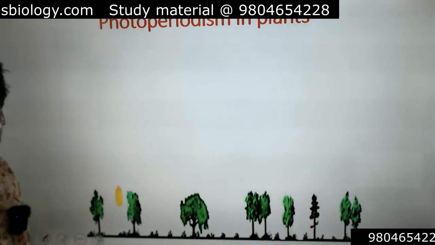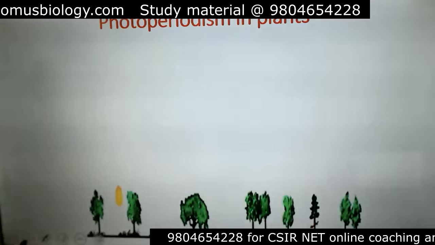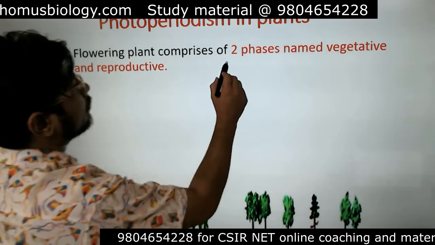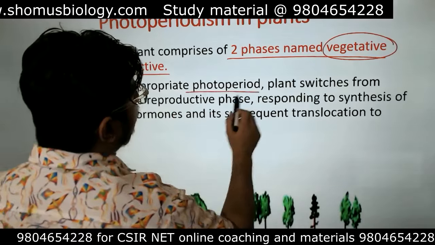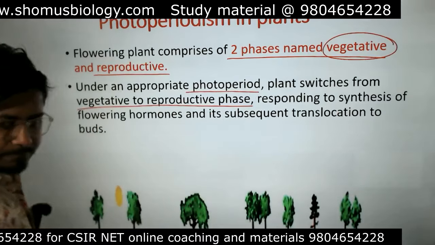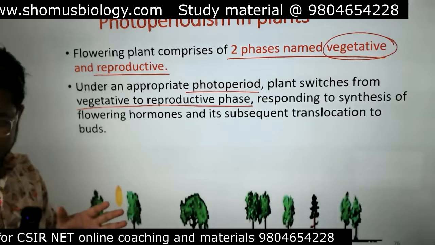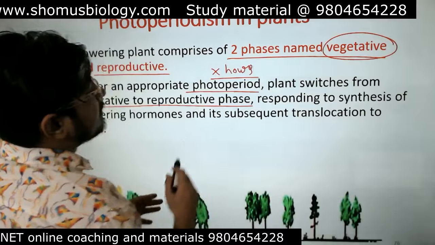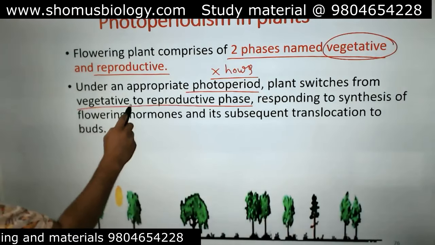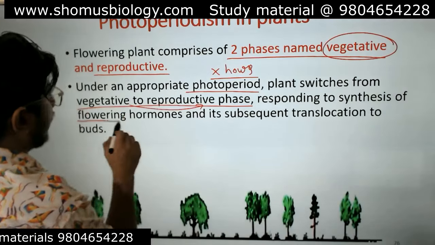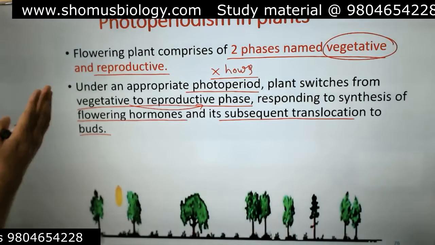Now, what is photoperiodism in plants? Photoperiodism is basically how, depending upon the type of light, the presence of light and darkness, and the length of the daytime, the flowering of plants is decided. Flowering of plants comprises two phases, vegetative and reproductive. Under an appropriate photoperiod, the plant switches from vegetative to reproductive phase. Let's say for a plant Z, X hours are needed for flowering. When X hours of light is received, it converts from vegetative to reproductive phase, responding to synthesis of flowering hormones and subsequent translocation to the buds, and then the flowering completes.